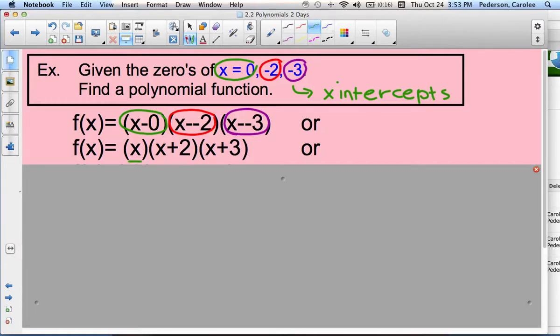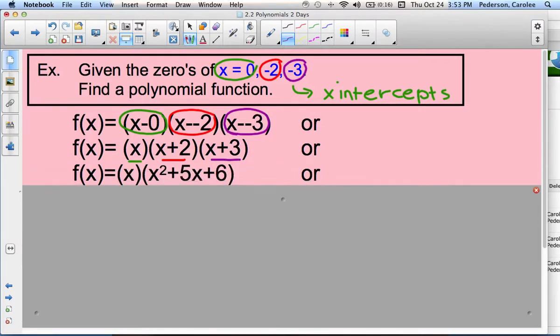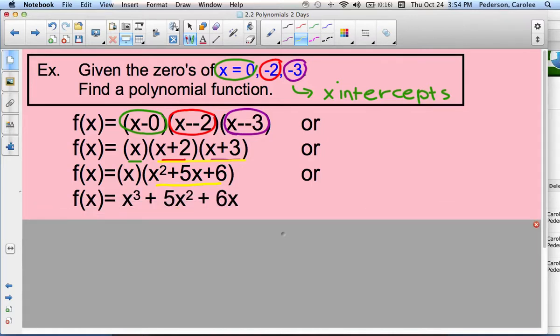X minus -2 is a +2. And then x minus -3 is a +3. So it's a little bit nicer looking now. Or you could start to FOIL. If I took these two binomials, I could FOIL them together to look like that. Or another answer that could exist is you would take that x in front here and distribute it through to lead you to this last function.